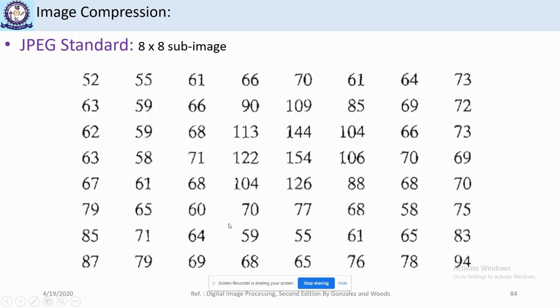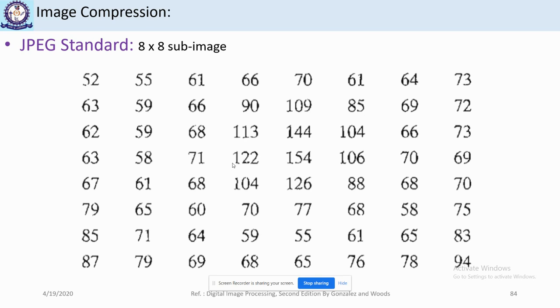Now let us understand this by taking one example. Suppose we have taken one sub-image, and on this sub-image we will perform all the operations included in the JPEG standard. Suppose these are the pixel values of one 8 cross 8 subimage. See here, 8 rows are there and 8 columns are there: 1 2 3 4 5 6 7 and 8, and 1 2 3 4 5 6 7 and 8. So let us understand how this is compressed using JPEG.